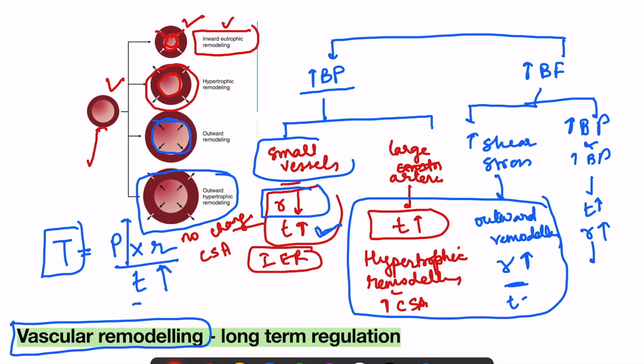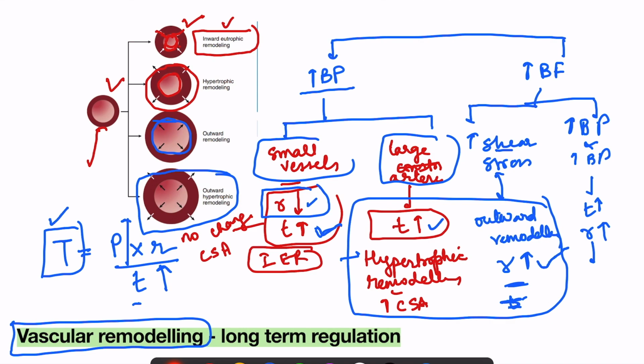Small vessels which constrict in response to increased BP, radius decreases. Then large arteries which do not constrict in response to increase in BP, for them only the thickness is increasing, that is known as hypertrophic remodeling. There will be increase in cross sectional area. If blood flow increases, there is increase in shear stress. Normally it causes increase in the vessel diameter. So yes, in remodeling also radius increases, thickness doesn't increase. Not needed because BP has not increased. So no effect on tension, right?